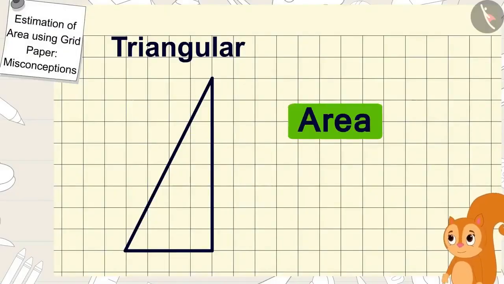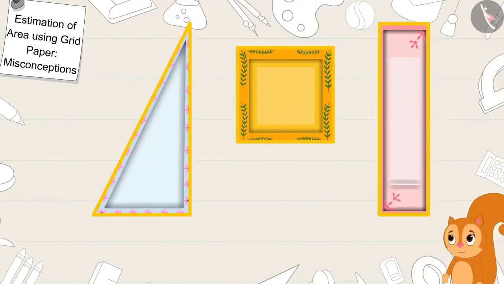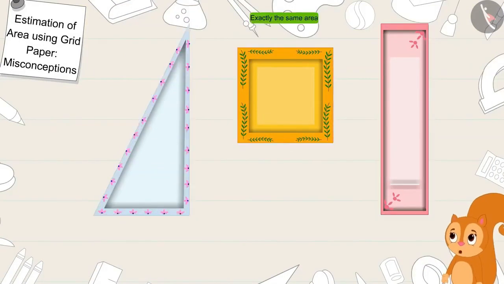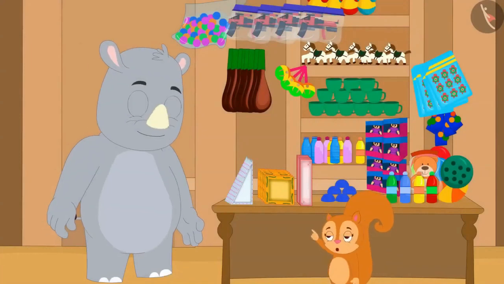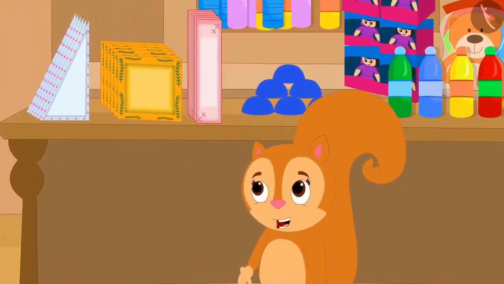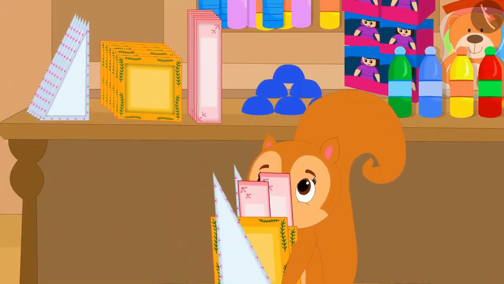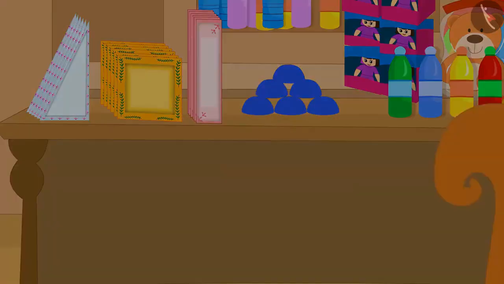Chanda too found the area of the triangle-shaped plate just like you. Hey Gaggu, there are 16 squares in the area of this triangle-shaped plate too. You are right. The shapes of these plates may be different, but their areas are exactly the same, Chanda said to Gaggu. The plates of these 3 shapes are very beautiful. Give me plates of all these 3 shapes, said Chanda, and then bought plates of all 3 shapes from Gaggu.